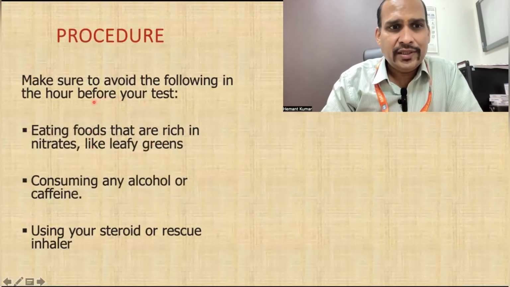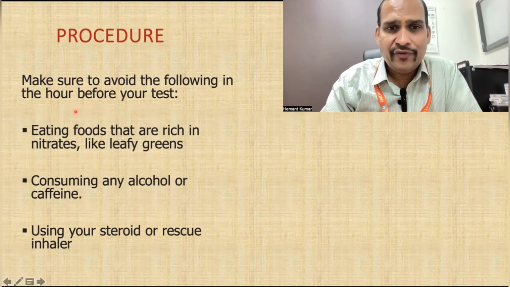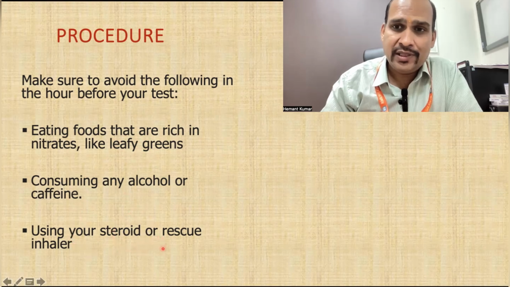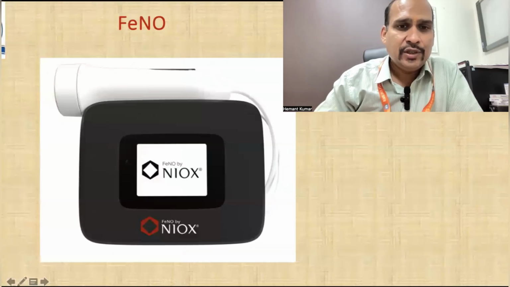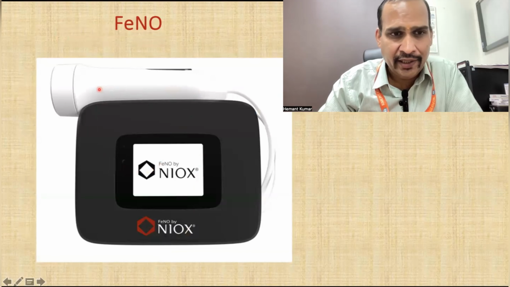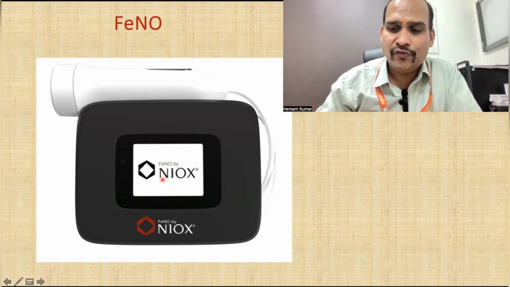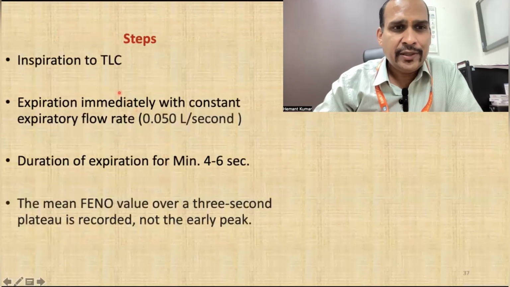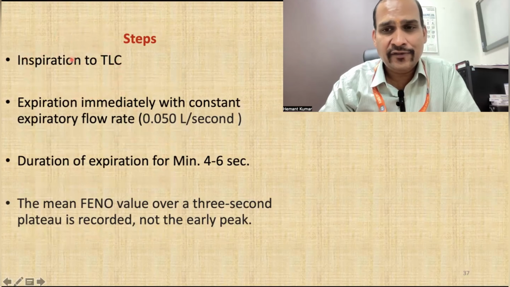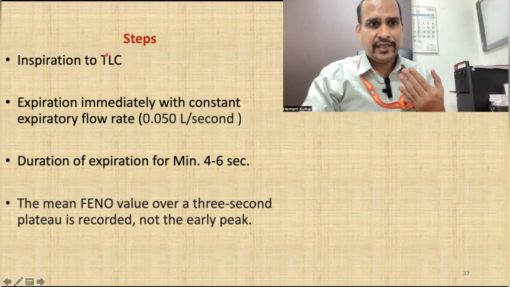Before the procedure, at least 1 hour before, we have to ask the patient not to take any food which contains nitrates like green leafy food, not to consume any alcohol or caffeine, and not to use any steroid or rescue inhaler just prior to the FeNO test. This is what the FeNO machine looks like: this is the handle and this is the mouthpiece. This is the machine and this is the display, and in the middle of the display there will be the reading of the FeNO value. Step one, the patient has to take a deep inspiration, full inspiration up to TLC, total lung capacity.